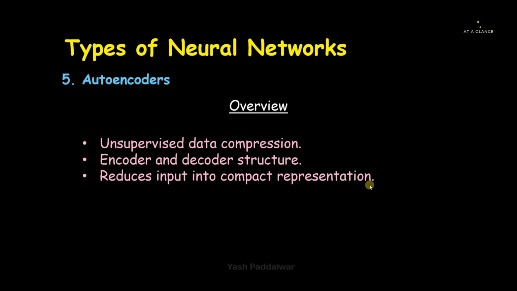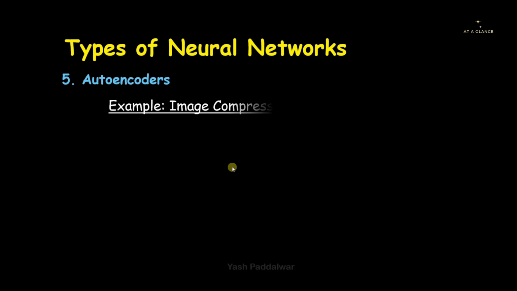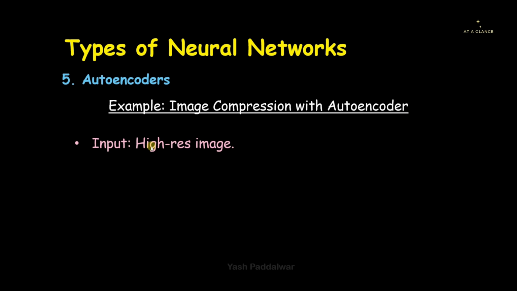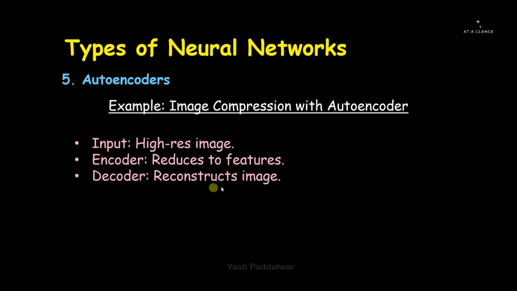So I hope to some extent the overview of autoencoders is clear to you all. Now let's move on to the example of autoencoders. Here we are going to take image compression with autoencoder. So this is how the flow goes. First comes the input. Here a high resolution image will be taken as an input. Next comes the encoder. Here the encoder section reduces the high resolution image into features. Basically it extracts the important features from the high resolution image.